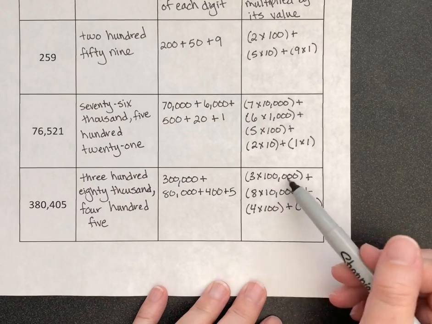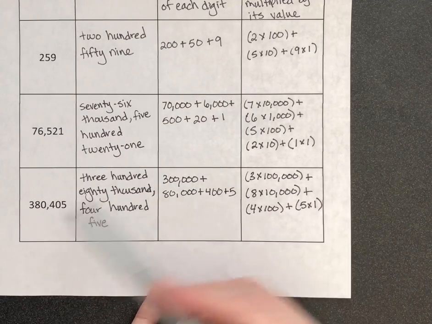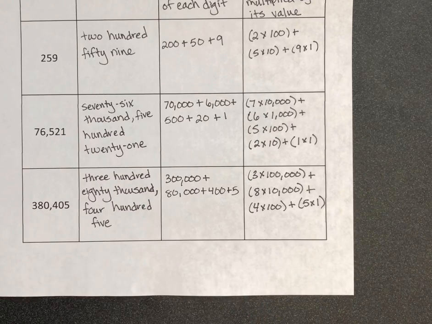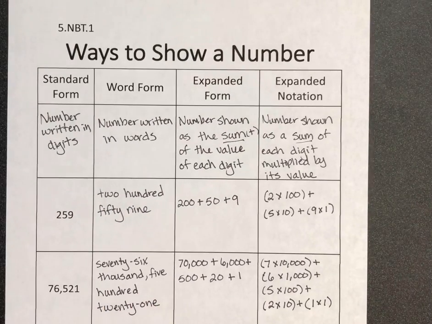And if we multiply these out, it would end up looking like this one over here. And if we add those together, we'll get that value. That's one way of checking your work. So these are different ways that we can show a number, that we can write a number.